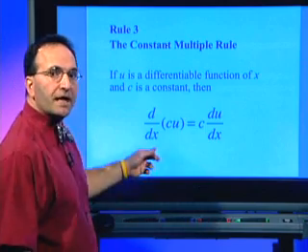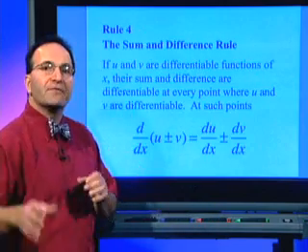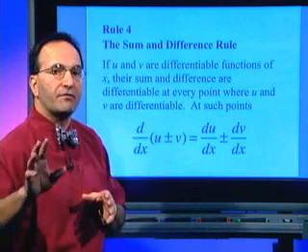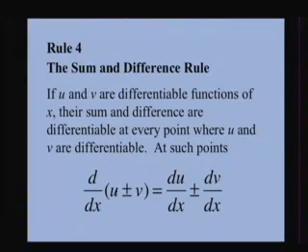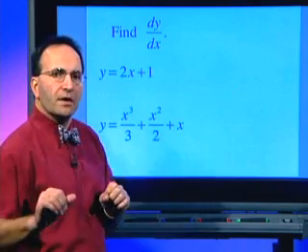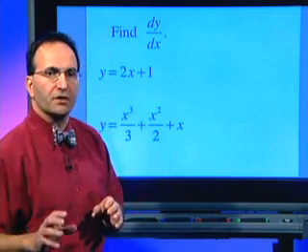All right, let's look at the sum and difference rules. If u and v are differentiable functions of x, their sum and difference are differentiable at every point where u and v are differentiable. At such points, the derivative of u plus v or u minus v is going to be equal to the derivative of u plus the derivative of v, or the derivative of u minus the derivative of v. All right, what we should do is try some examples using those particular rules.